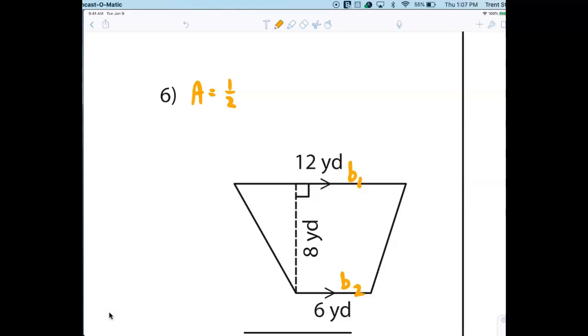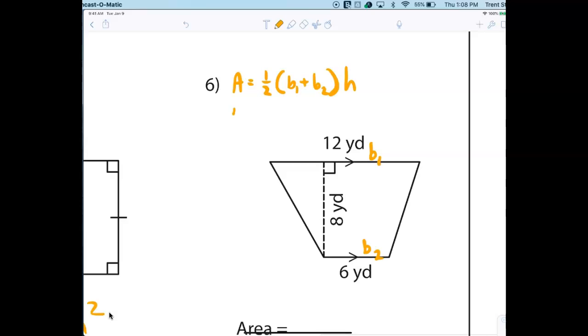Then you put parentheses, base 1 plus base 2, and then you multiply it by the height. All right, so that is the formula for area of a trapezoid, and you're expected to know that. Now, again, we do not need our calculator for this.